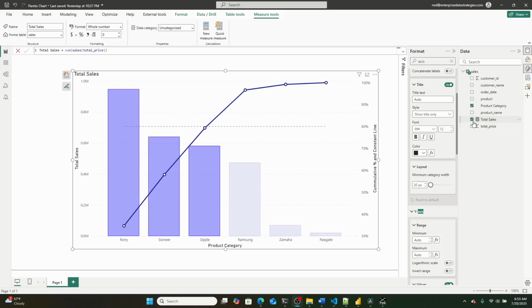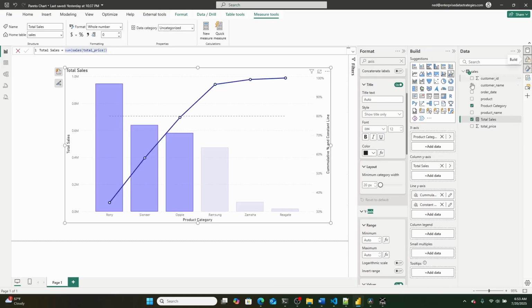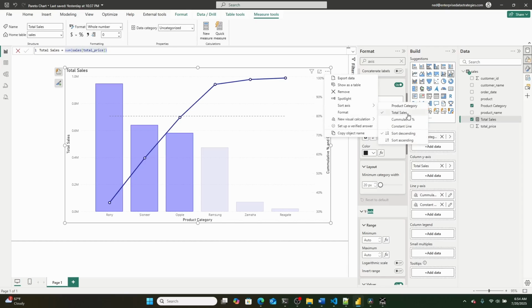Starting off, we have the measure that I was talking about, which is total sales. As you can see, it's a simple measure where I'm just taking a sum of total price. The next thing that I had to do is choose the visual. In this case, I chose a line and clustered column chart. I then simply brought over my categorical variable, which in this case was product category, and then my total sales into the y-axis. I then went into sort axis, and then sorted by total sales descending.